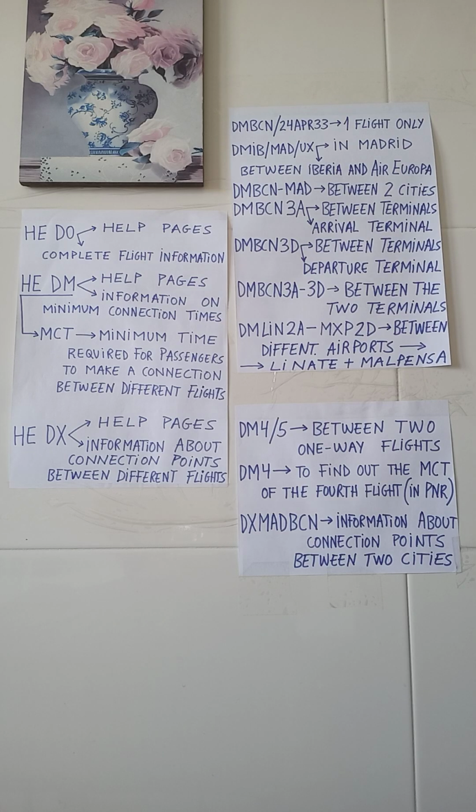Another transaction, DMIB/MAV/UX, is used to search for the minimum connection times that apply between flights of the airlines Iberia and Air Europa at Madrid Airport in Spain.